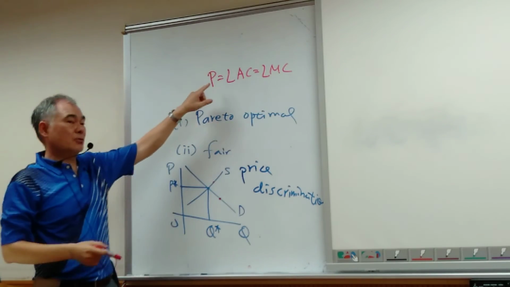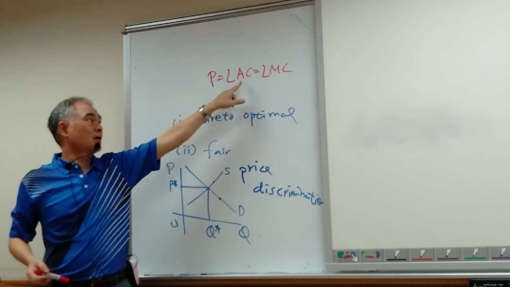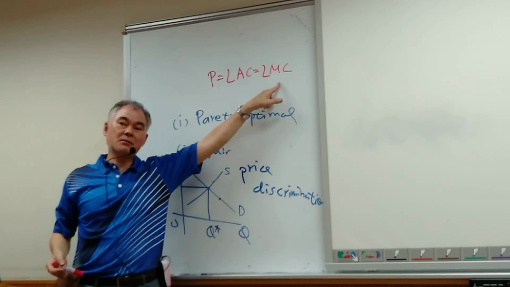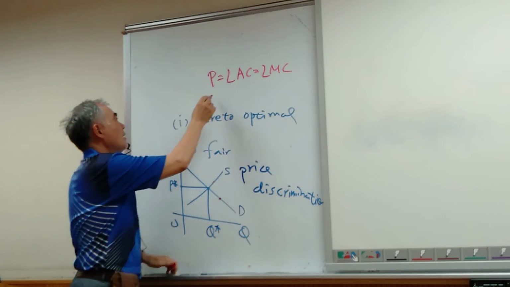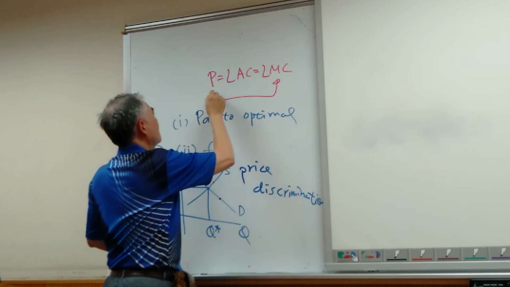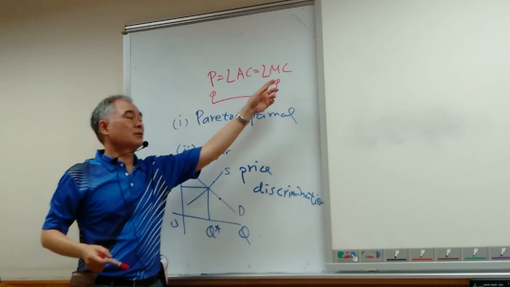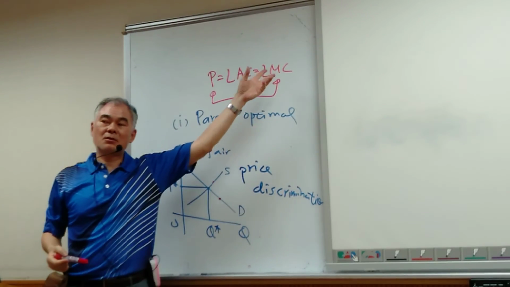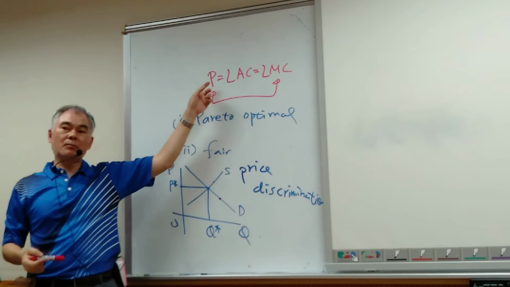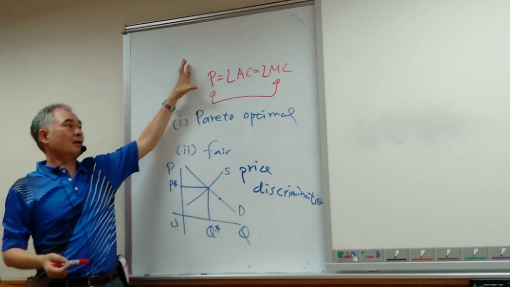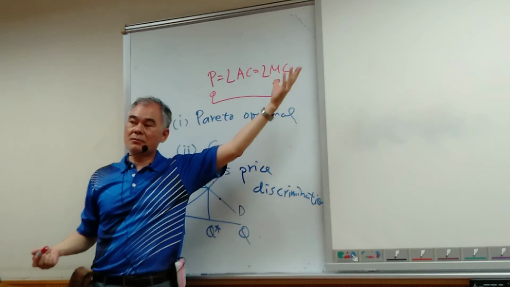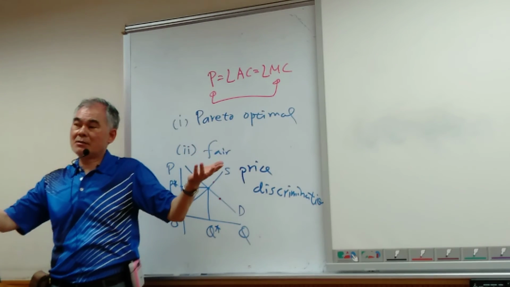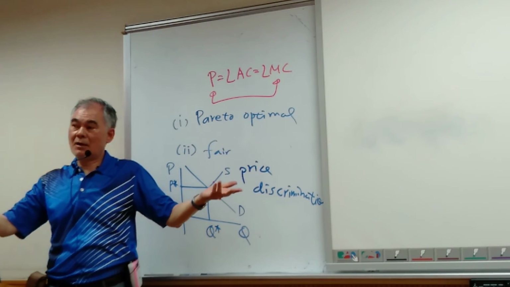So price is equal to the long-run average cost and long-run marginal cost. When your price is equal to marginal cost, for the producer, this is what I pay, and for the consumer, this is what you pay. So your price is equal to my marginal cost. Basically, that's good, right?